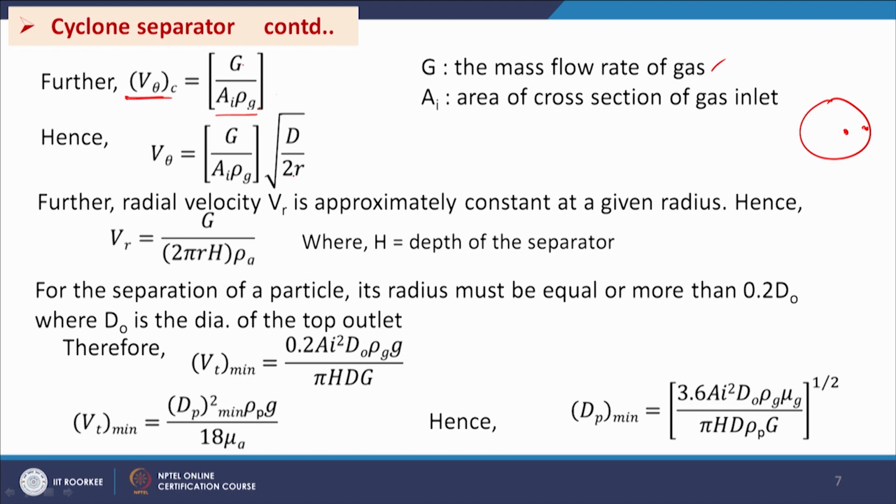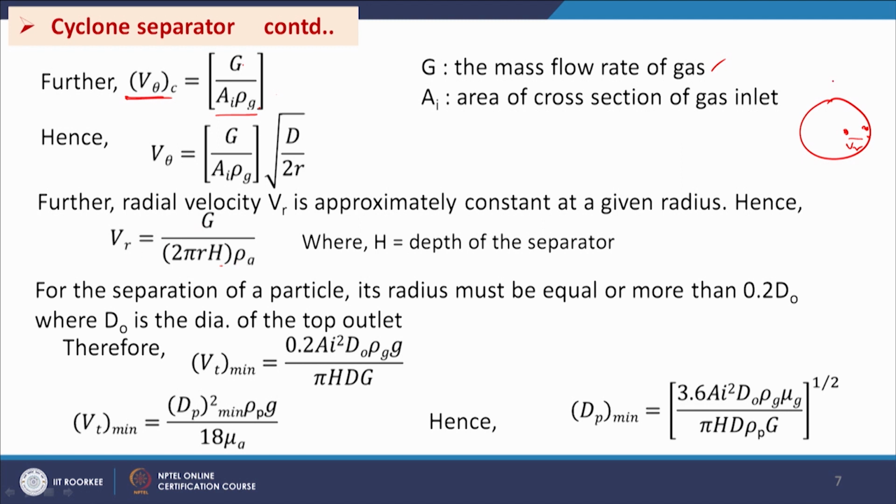Now, the radial velocity V r: how can we calculate it? Again, by mass balance. If r is the distance, then 2 pi r is the perimeter, and multiplied by the height of the cyclone it gives the surface area. Multiplying by V r gives the volume, and by rho a gives the mass, which is equal to G.